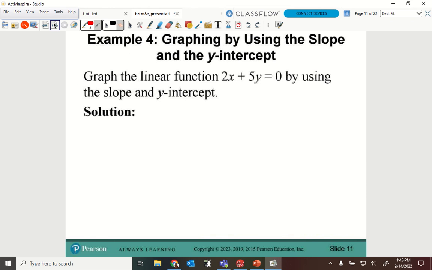Now this next one we have here, graphing using the slope and the y-intercept. But now, what's different about this problem than my other problem? Yeah, it has a 0. Anything else? It has a 2x, a 5y, and a 0. So on my previous problem, did it have y by itself? Yes, it had it as y equals. And so what we need to do here, we're going to do a little bit of algebra to make this into y equals first.